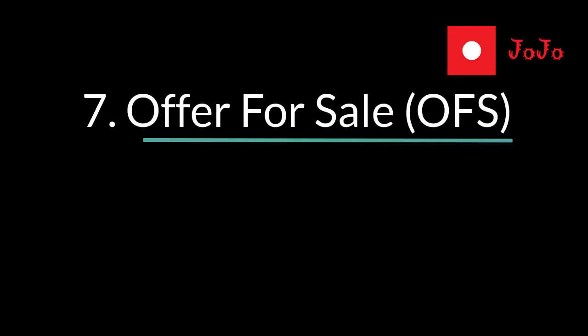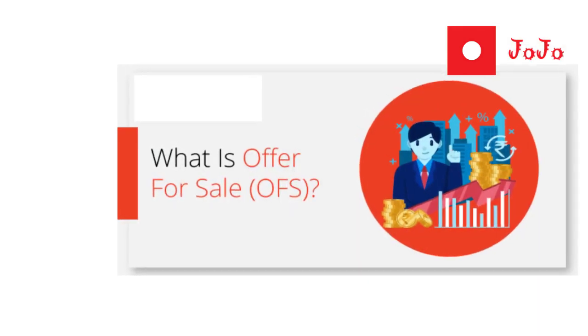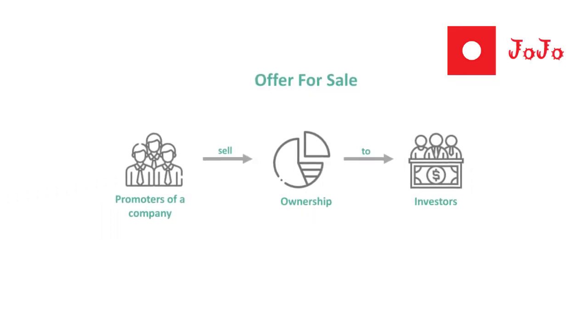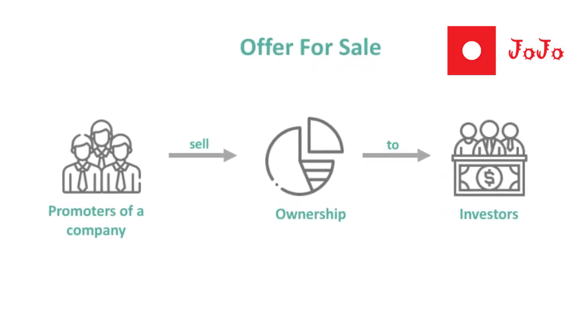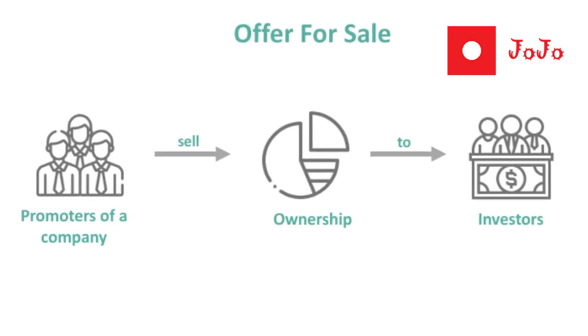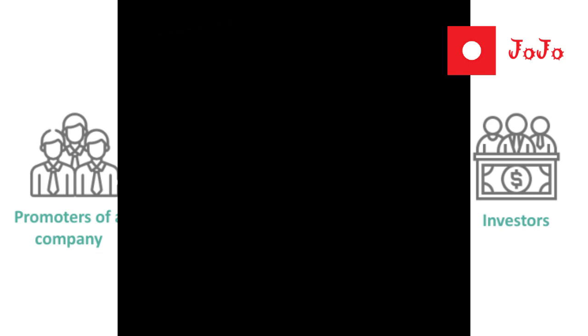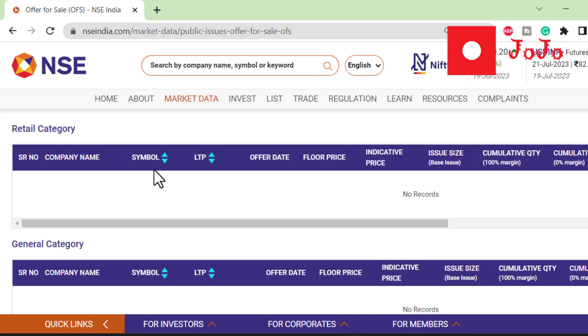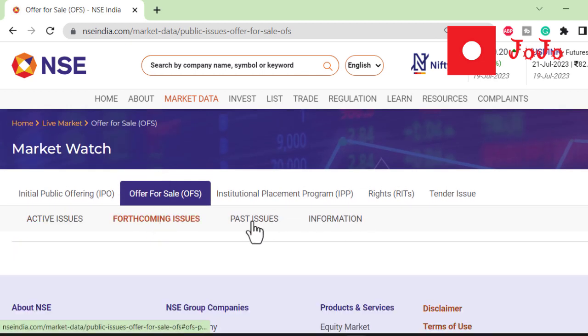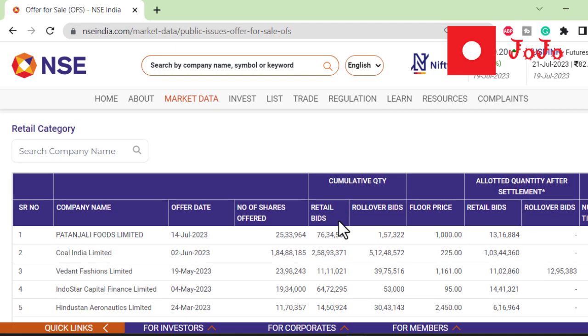7. Offer for sale, or OFS. An offer for sale is a process in which the promoters or owners of a company sell their shares to outside investors, typically through a public offering on a stock exchange. The primary purpose of this sale is to raise additional funds for the company. You can find all the active, upcoming, and past offer for sale information on the NSE website.